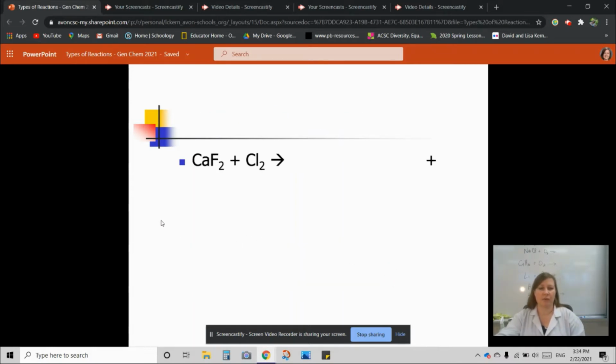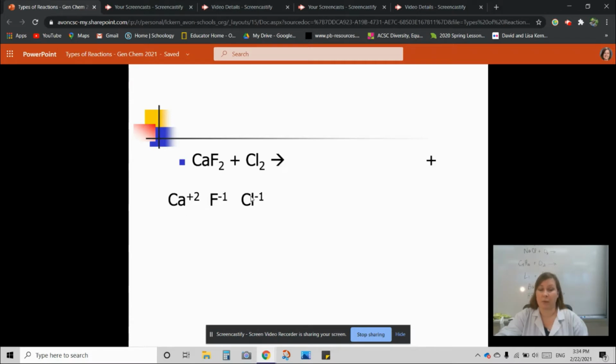Here's another example of a single replacement reaction. These are a little bit tricky, like I said, so I want to do a few examples. To split CaF2 into its ions, we know that it's Ca+2 because we can look it up on the periodic table. Fluorine is F-1. Chlorine is Cl-1. So we've got fluorine and chlorine again. And here we have chlorine that wants to bond with something, and so it's going to kick fluorine out and bond with calcium.